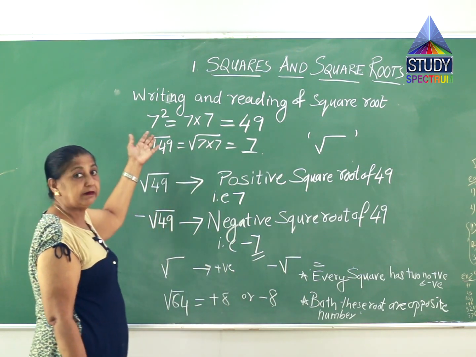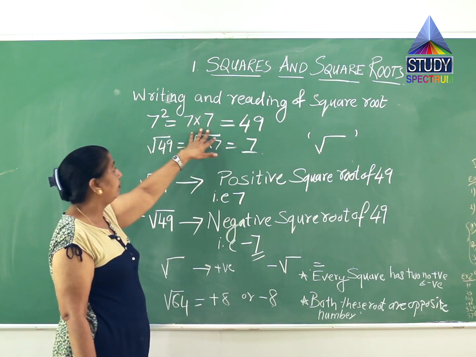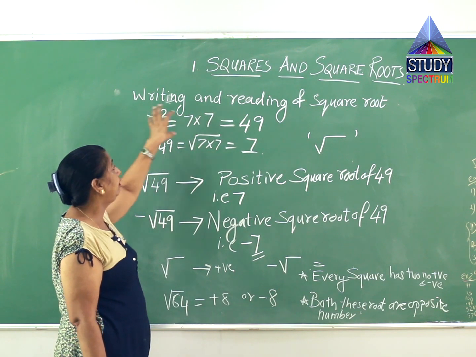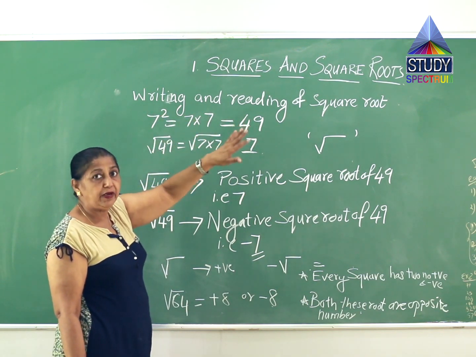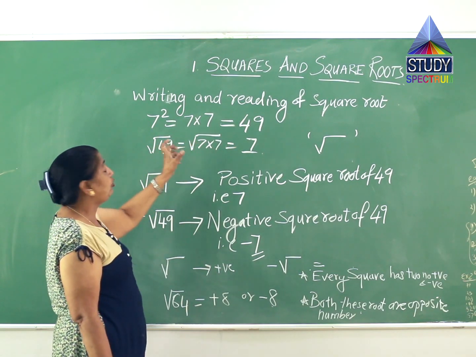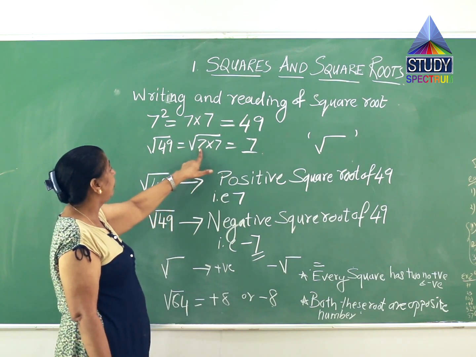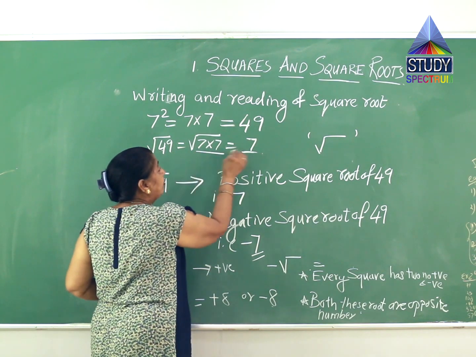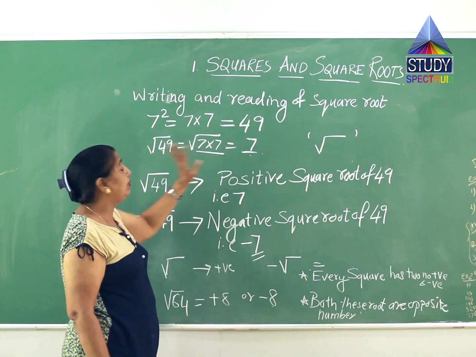Now again I'll explain that 7 square means 7 into 7. When a number is multiplied by itself, it gives the square of that number, and here the square of 7 is 49. And if I want to find the root of 49, I just see which number multiplied by itself gives 49. Here 7 into 7 gives me 49, so the root will be 7. So 7 is the number which multiplied by itself gives me 49.